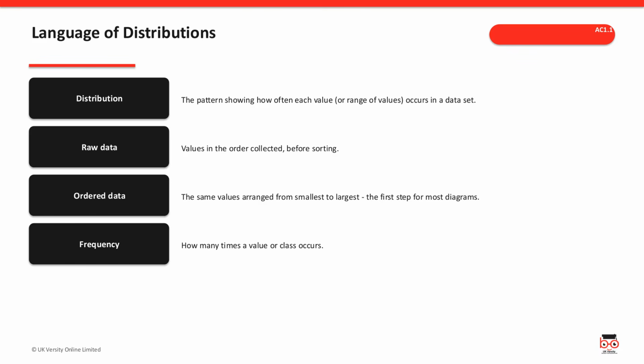A distribution is just the pattern of how often each value crops up. Raw data is the numbers in the order you collected them, and ordered data is those same numbers sorted smallest to largest, which is nearly always the first move. And frequency simply is how many times a value shows up.